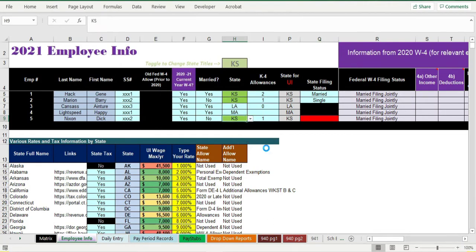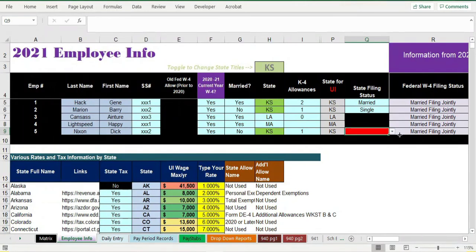Oh, look at this. We forgot to put something in here. It showed up in red. This is a Kansas employee, and you need to have their filing status. That's what it's telling you to do.